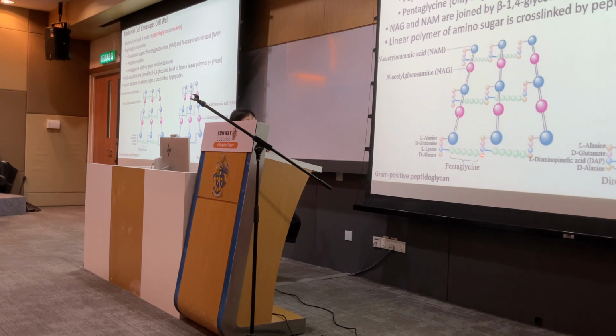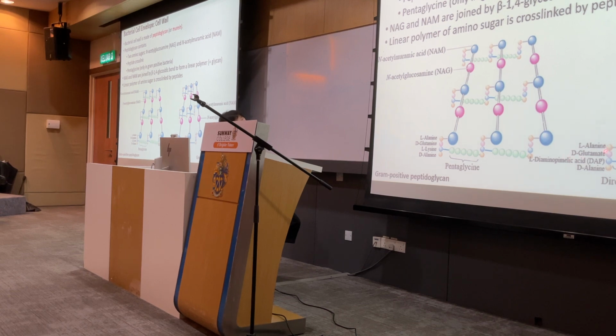Five of them actually form the bridge and join to the next one. That's why, from this polymer to this polymer, they can be connected by the peptide glycine. As simple as that. And if you look at the gram-negative, basically NAG and NAM are exactly the same. The only difference is the amino acid here.